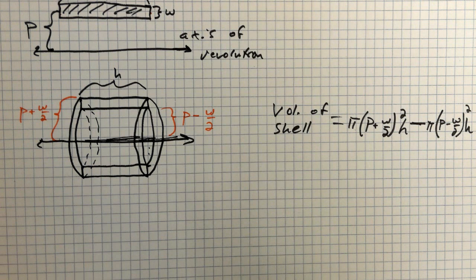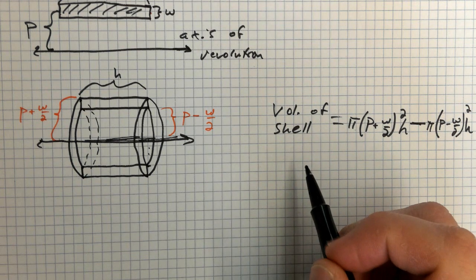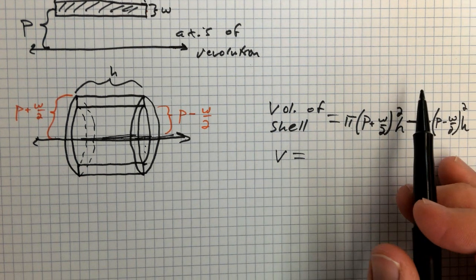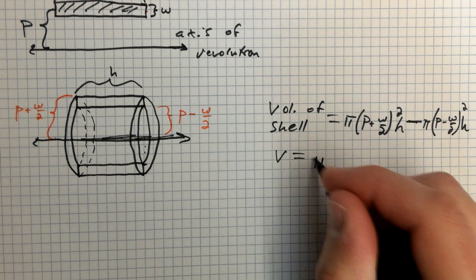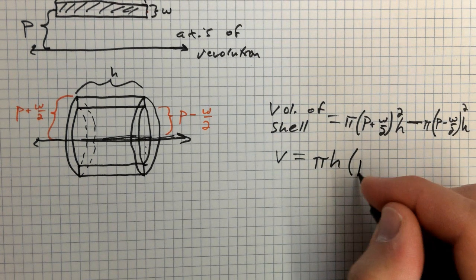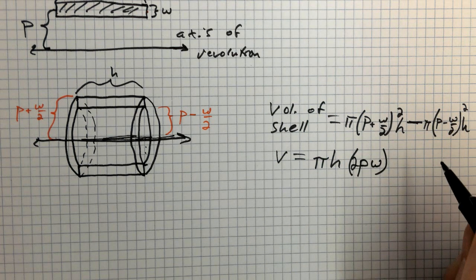All right, there's one other way that you can think about finding the volume, and I like it better. Let me give you my reason for liking it better. The volume of a shell, if you expand everything and simplify it, you end up with this: pi h times 2p w.